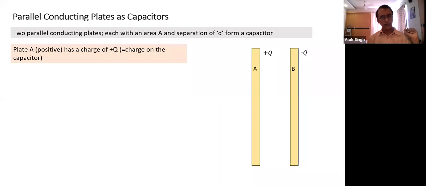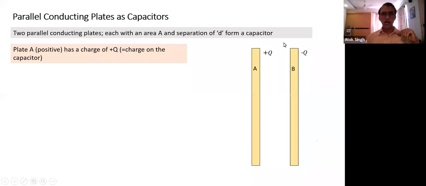Yes, two plates if they are conductors. It doesn't matter what orientation they are placed in. They are a capacitor. But we are taking a more symmetric, easier case: two plates, both of area A, kept at a separation D. They form a capacitor. As we said, if these plates are charged, plate A is given positive charge plus Q, and this one is given a negative charge.